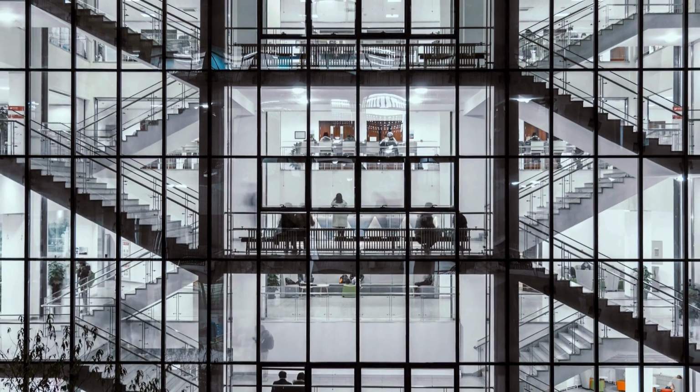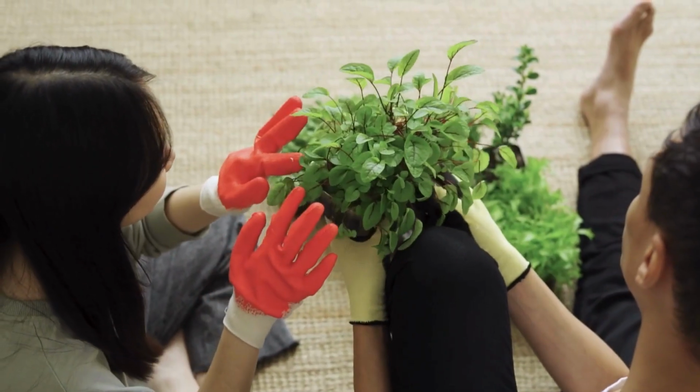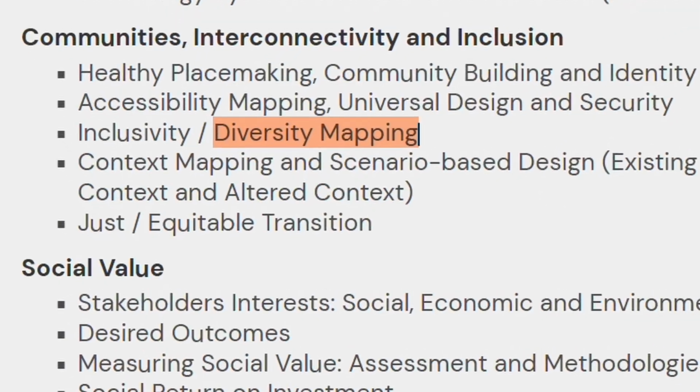And it covers topics in relation to people, health and well-being, behavior and social value. And basically, it lists all the themes and subjects that are worth understanding and considering within this topic. That could be, for example, understanding what diversity mapping means or considering lighting and glare in design.